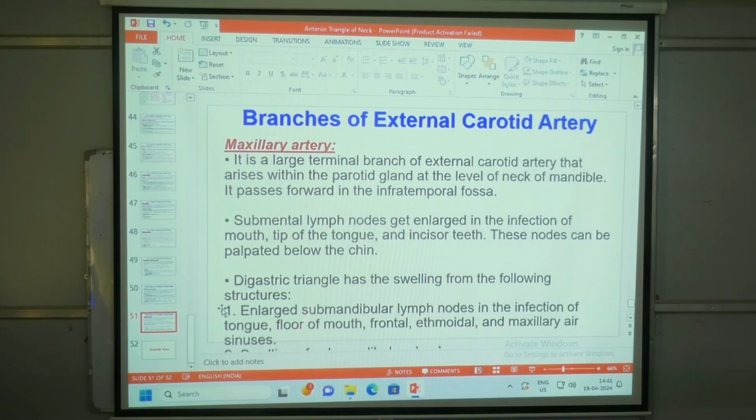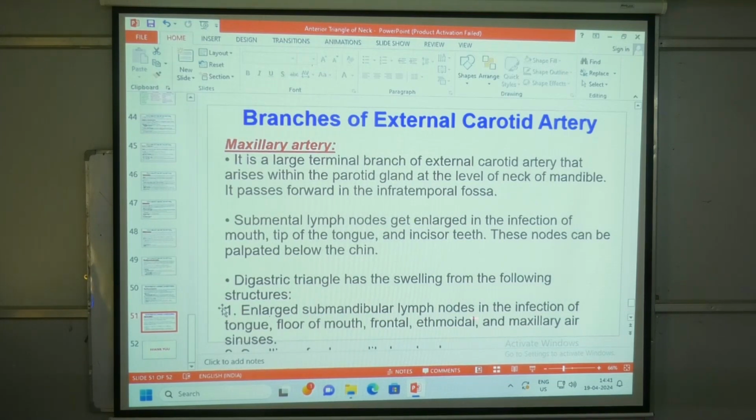Okay. Now these are the clinical aspects. Submental lymph nodes get enlarged in the infection of mouth, tip of the tongue, and inside the teeth. And these nodes can be palpated below the chin. Digastric triangle has the swelling from these following structures: enlarged submandibular lymph nodes in the infection of tongue, floor of the mouth, frontal, ethmoid and maxillary sinuses.